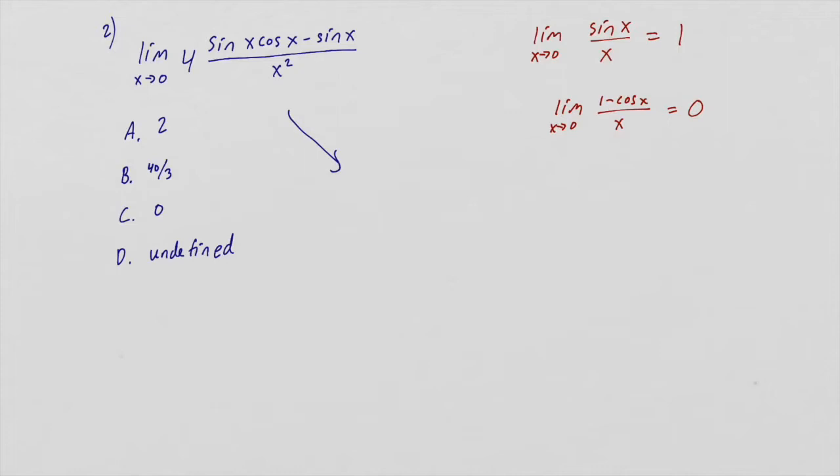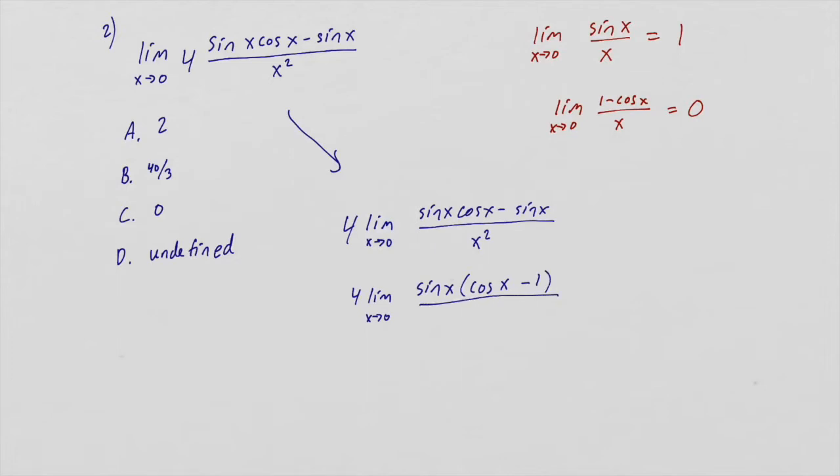We can bring our 4 right out to the front. Constants go to the front, we don't care. So it's 4 times the limit as x approaches 0 of the sine x cosine x minus the sine of x, all over x squared. And I'm going to rewrite this. We're going to factor the numerator a little bit. We're going to get 4 times the limit as x approaches 0 of the sine of x times the cosine of x minus 1, all over x times x.